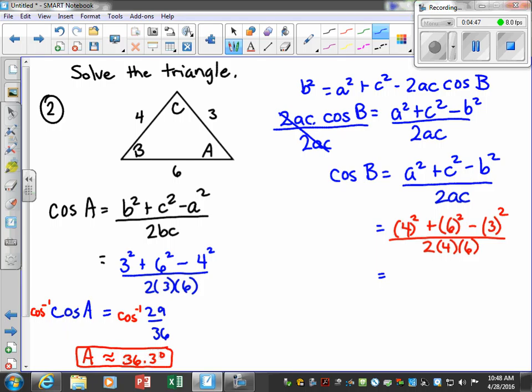That calculation is going to simplify to 43 in the numerator and 48 in the denominator. So cosine of B is equal to that, and we want to know angle B. So just like previously, we take the cosine inverse of each side, and this will give us angle B is approximately 26.4 degrees.